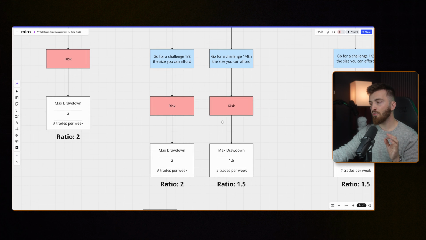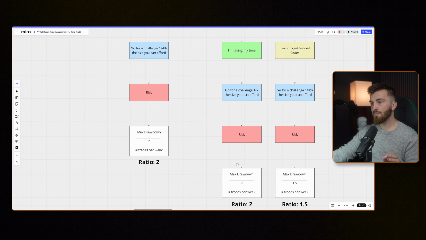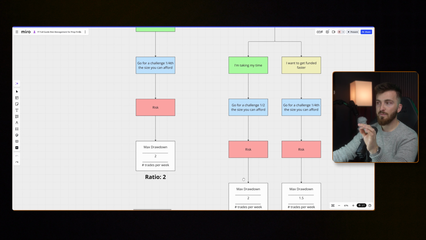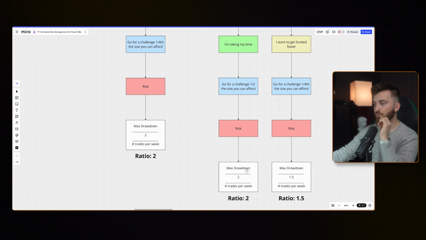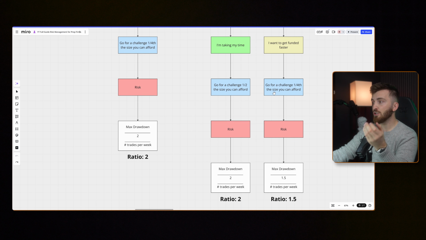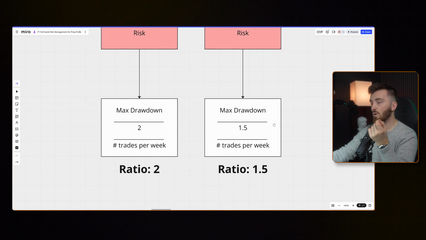Now, the risk for both of these is going to be max drawdown divided by 2, divided by the number of trades per week. So notice how it's the same thing as for the beginner, but the beginner is going for a challenge 1/4 of the size that they can afford, while you are going for a challenge half of the size that you can afford. So the ratio is going to be 2. Then if you want to get funded faster, you go for a challenge a quarter of the size that you can afford, and your ratio is going to be 1.5.